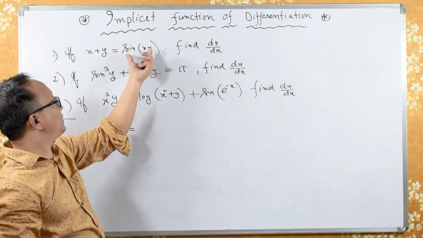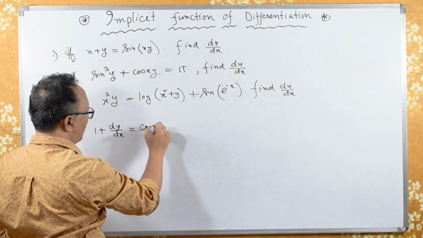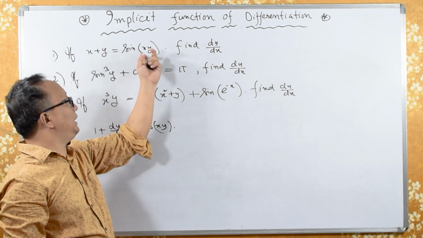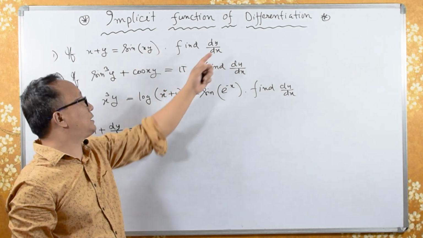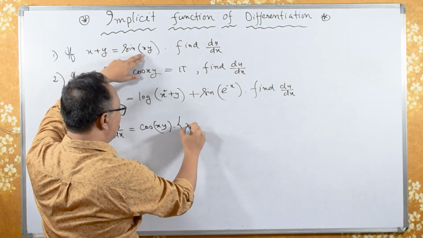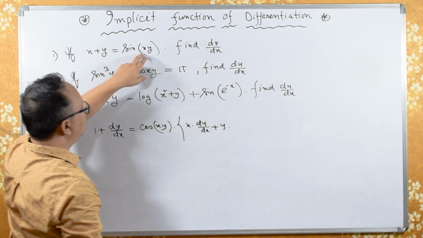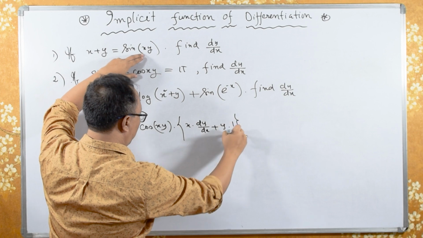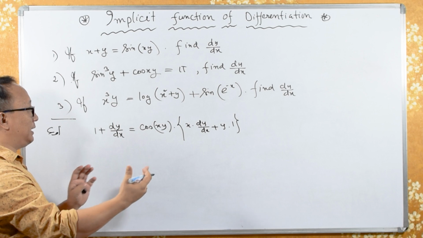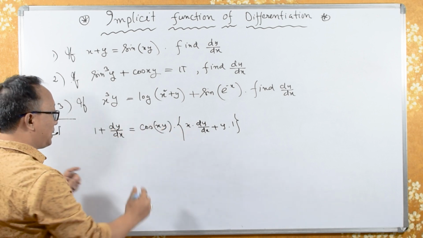Some parameter u or v. Therefore d by dx of sin is what we have? Cos of xy into, now we have to differentiate this x into y with respect to x by applying the u into v rule. Here x into dy by dx plus y into d by dx of x, which is 1. Now collecting those terms which have dy by dx on one side, and those which are free of dy by dx, let's keep on the other side.